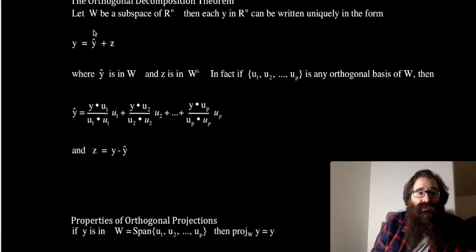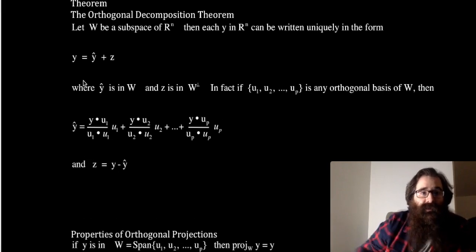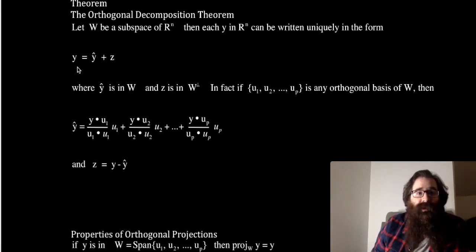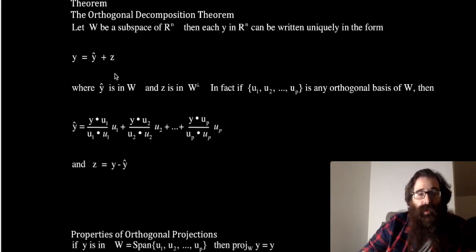Okay, so that's half of it. Y can be written as this sum. So we already have y hat as the projection. Z then is given by y minus y hat. And these two, y hat and z, are going to be orthogonal vectors. So this is our orthogonal decomposition theorem, that I can decompose this vector y into the sum of these two orthogonal vectors. Y hat is our projection onto the orthogonal basis, and z is orthogonal to y hat.